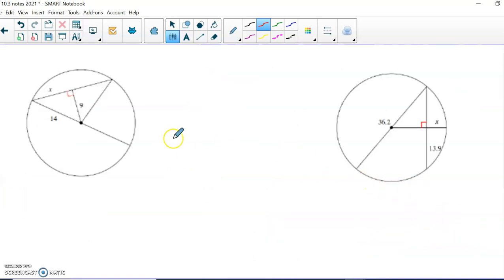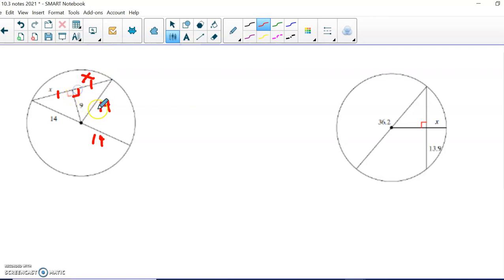Okay, I wanted to get to some better problems. All right, so here we go again. Here's our radius to a chord. It's perpendicular, so I can assume that these two are congruent. We know that all radii are congruent, so if this is 14 units, I can assume this is 14 units, and this is 14 units. So if this is x, I can carry the x over here.